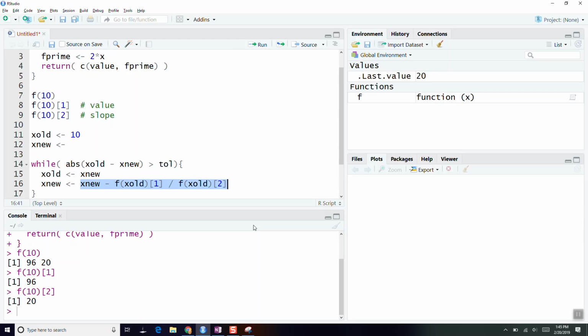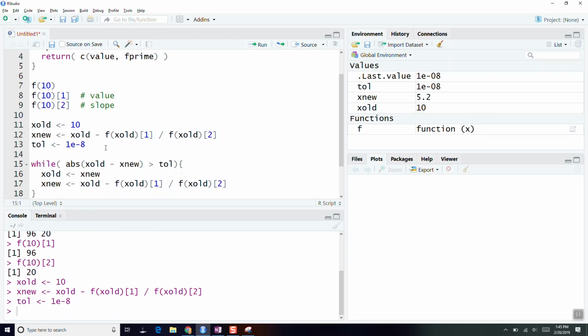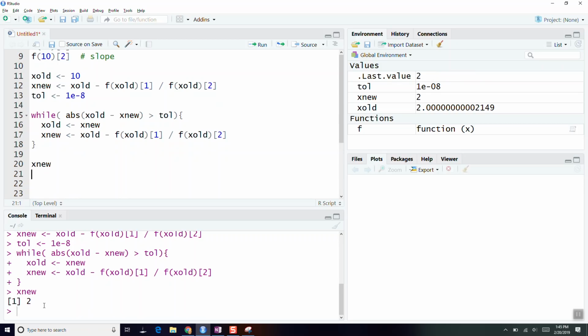We'll just go ahead and plug this in here. Whoops, this needs to be x old. And then we'll say our tolerance is going to be 1e minus 8. Okay, so we'll go ahead and get this started. We'll run our while loop. It's done. Okay, and what is our x new? Our x new is 2, which is exactly what we expected. Okay, so it has successfully found the root.